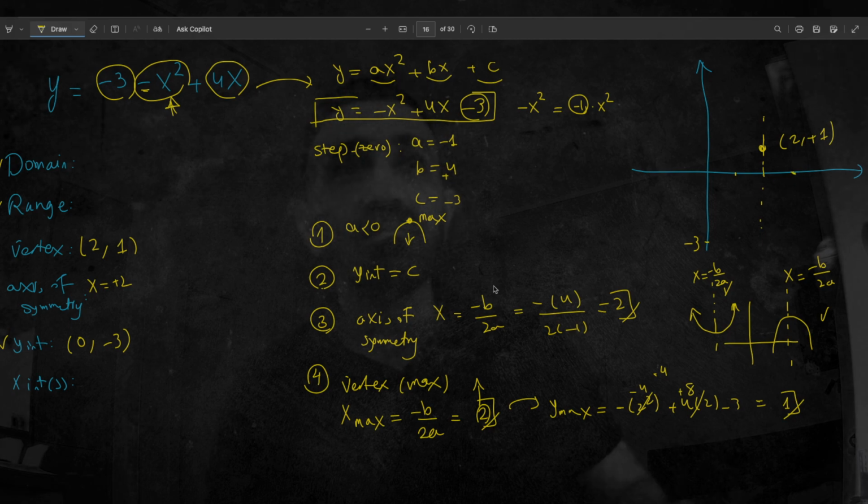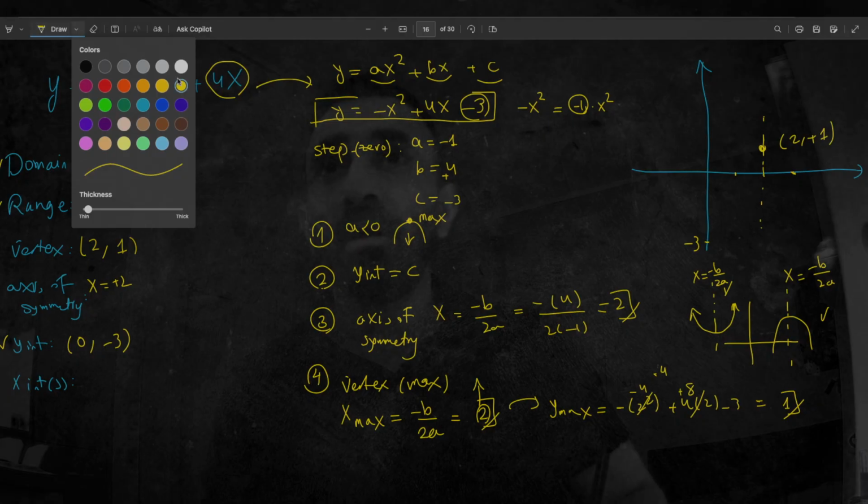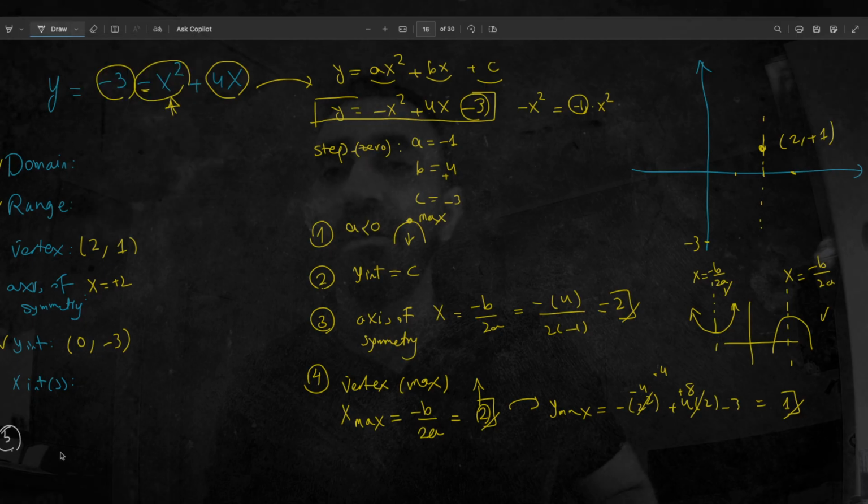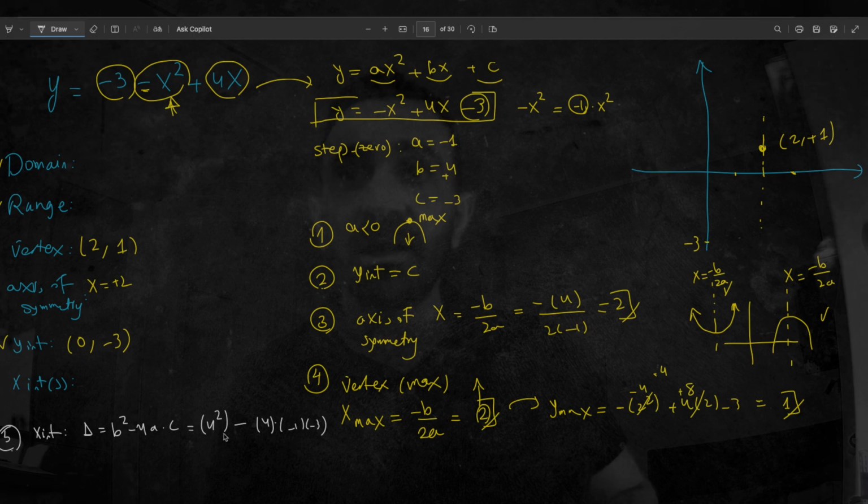Okay. Now, how can I find the x-intercepts? Let me write step number 5 here for you with another color to make a difference. In order to find x-intercepts, you're going to first find the value of delta, which is b to the power of 2 minus 4ac. So b is 4, minus 4 times a, which is minus 1, times c, which is minus 3.